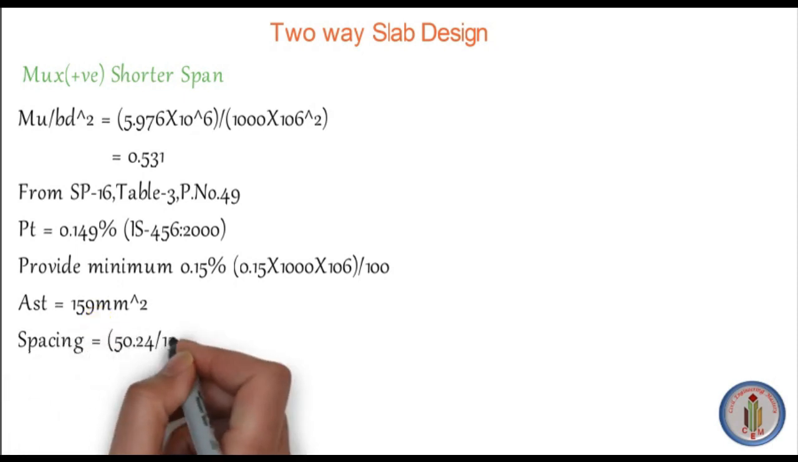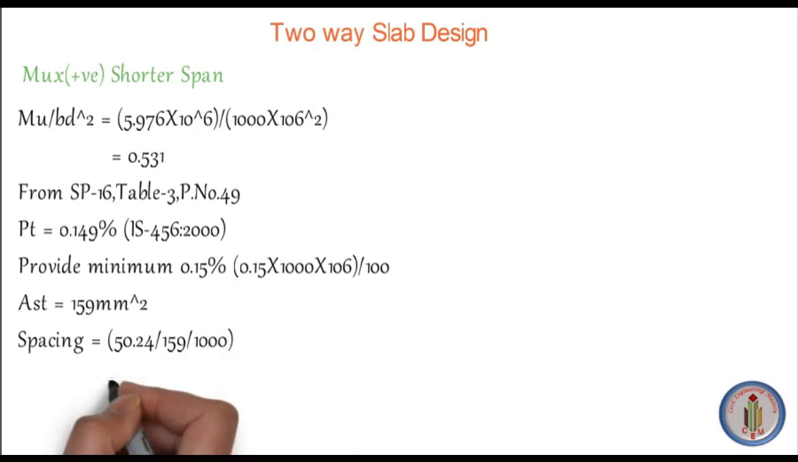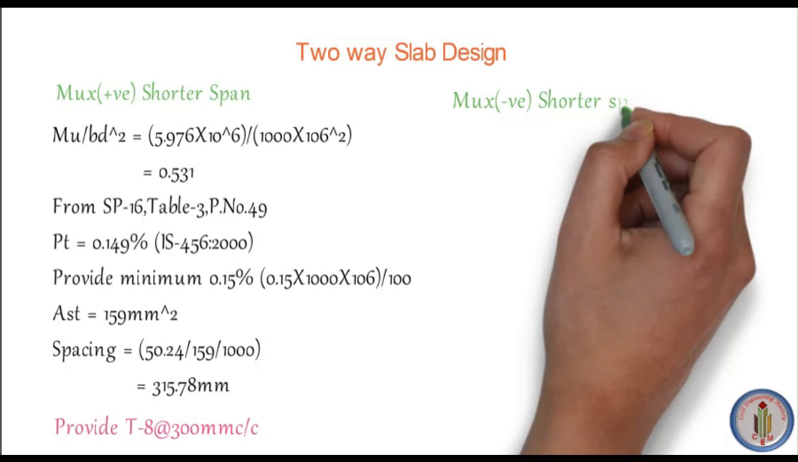So here we are using an 8 mm bar. For slabs we have to use a minimum of 8 mm diameter bar. So here we are calculating the spacing as area of one bar divided by area of steel per meter width. Here I have taken it in mm. By solving this we get the spacing. This we have to make a whole number so that it will be easy to arrange the reinforcement bars at site. So provide T8 at 300 mm center to center. Here T represents the reinforcement bar, 8 is the diameter of the bar, and 300 mm is the spacing.